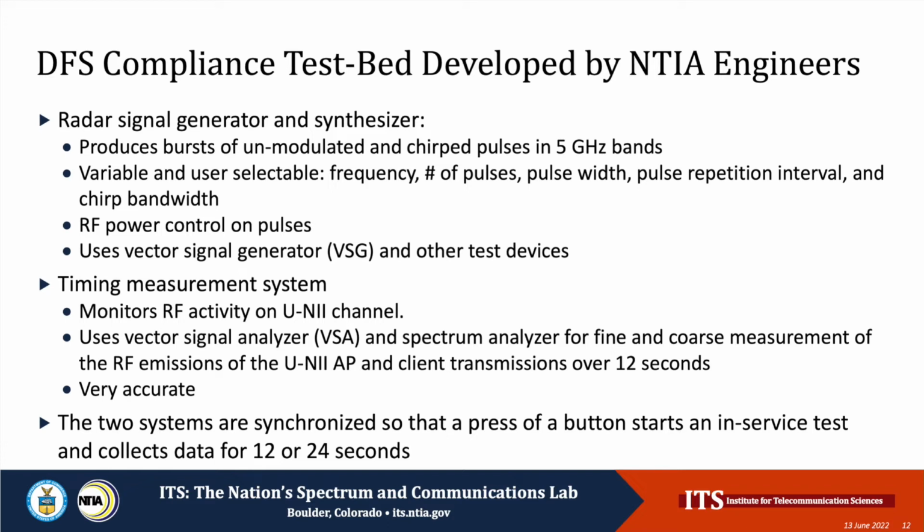On the UNII side of things, there had to be a monitor for RF activity on a UNII channel by a UNII system. This used and uses a vector signal analyzer and a spectrum analyzer for both fine and coarse measurements of the RF emissions of the base station and client transmissions over 12 seconds at a time. Both the radar and the DFS systems had to be synchronized so that the press of a button would start the in-service testing and collect data continuously for 12 or 24 seconds on a common time base.